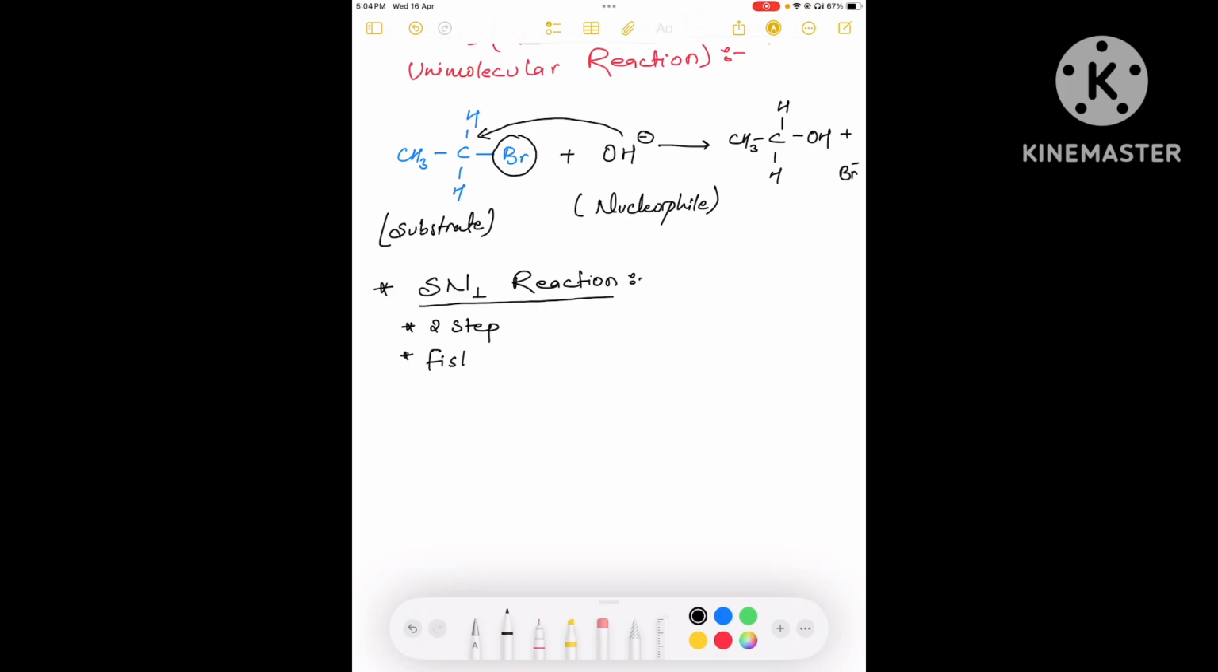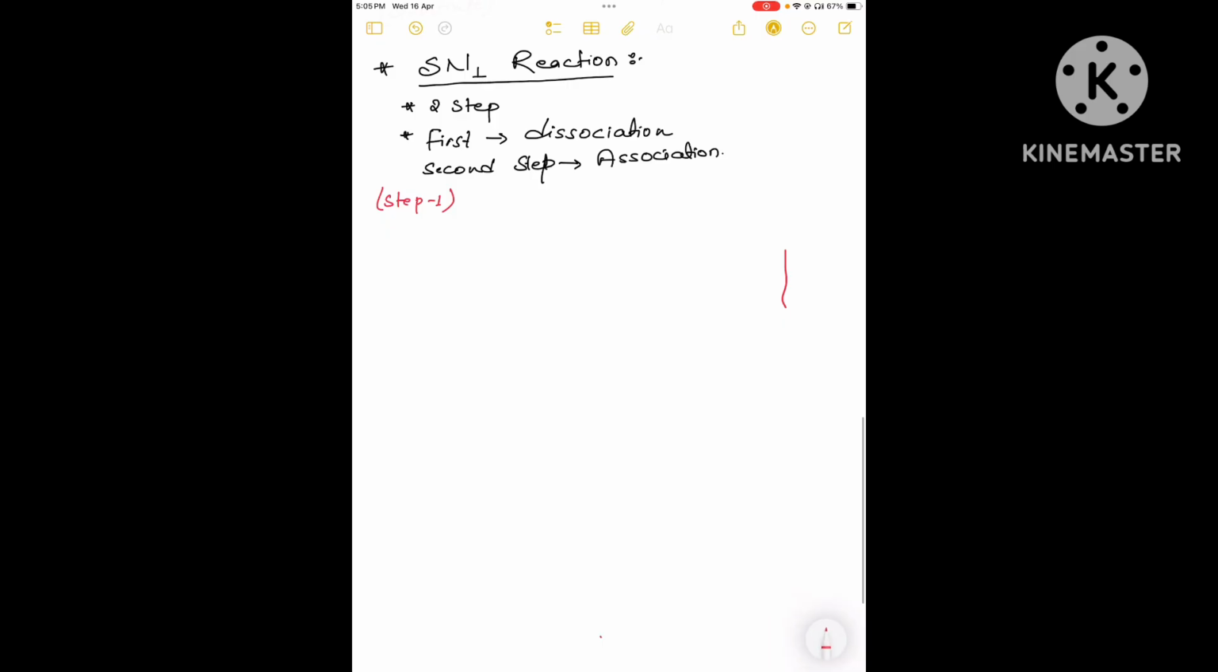First there will be dissociation, and then in the second step, there will be association. So first dissociation and then association. Let's take an example and then we'll make you understand. Step one. What will exactly happen in this is we have a nucleophile, we have a substrate like CH3, C, CH3, CH3, and here you have a Br group.